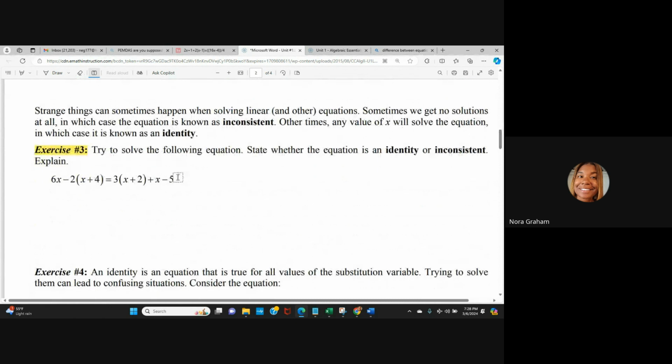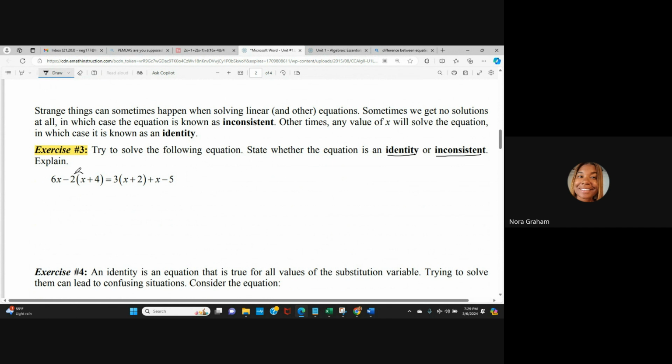So now let's look at exercise 3. Try to solve the following equation. State whether the equation is identity or inconsistent. So basically identity is when both sides are equal to each other, like when you get 6 equals 6 or 0 equals 0 or x equals x. That's going to be something that results in an identity. Inconsistent is when you get a false statement, like you get 6 equal to 16 or 0 equal to 5, something that's not true. So let's solve this and see what we get, all right?